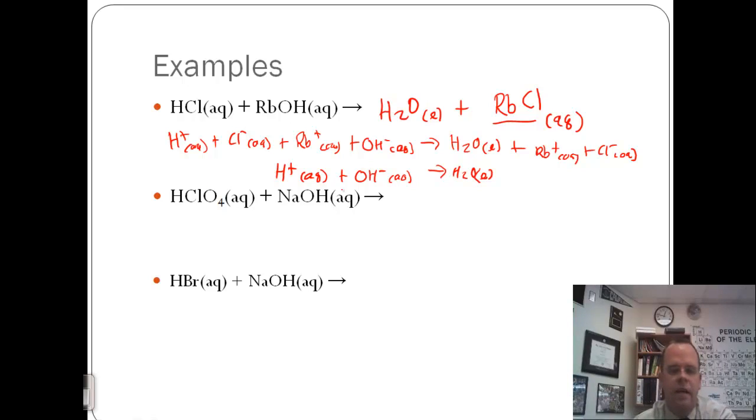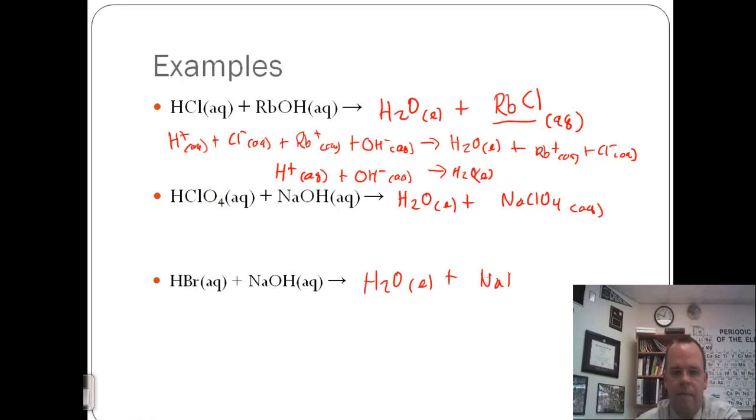The other cases here, pretty straightforward. HClO4, the products will be H2O liquid, and NaClO4 aqueous. Anything with sodium is always aqueous. Here are products H2O liquid and NaBr, which is aqueous. All of them will have the same net ionic equation.